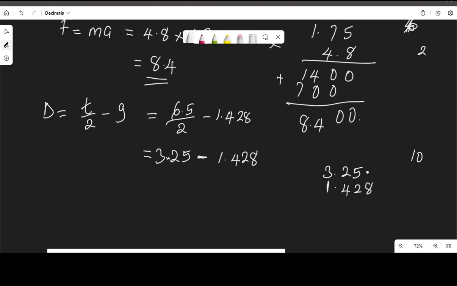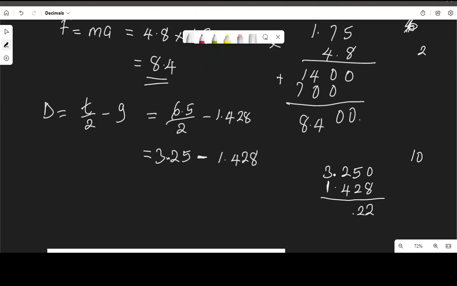Up here, I don't have up to 3 decimal places, so I'm going to place a 0 behind it to make it 3 decimal places so I can perform my subtraction. So with that, I'll borrow to this, that is 10. 10 minus 8 is 2. This remains 4. 4 minus 2 is 2.